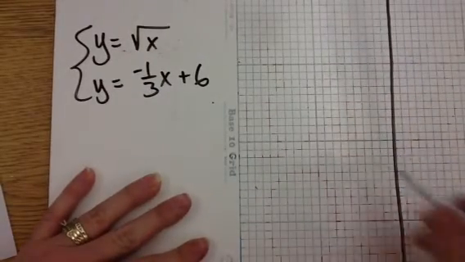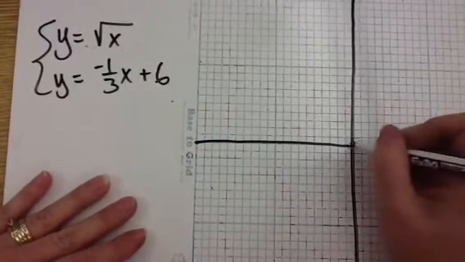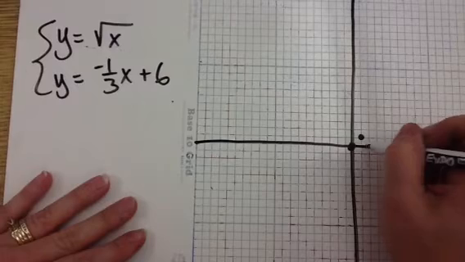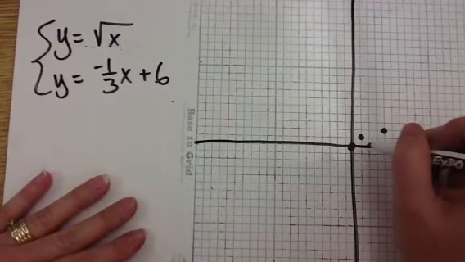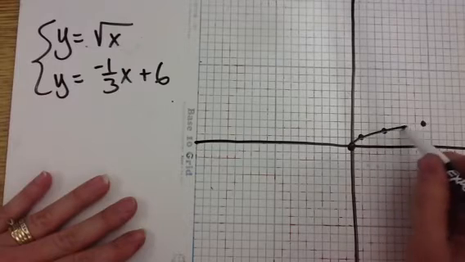The square root of x is going to be that parent function that starts at 0, 0. You go over 1, up 1, over 4, up 2, and then over 9, up 3. Makes that eyebrow shape.